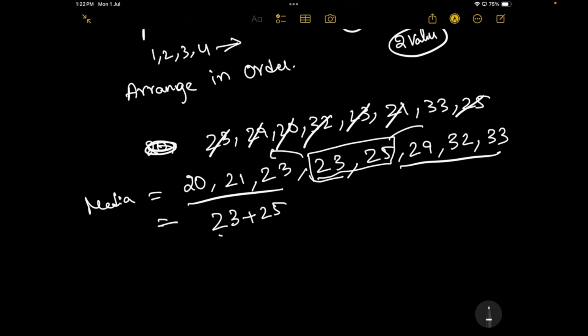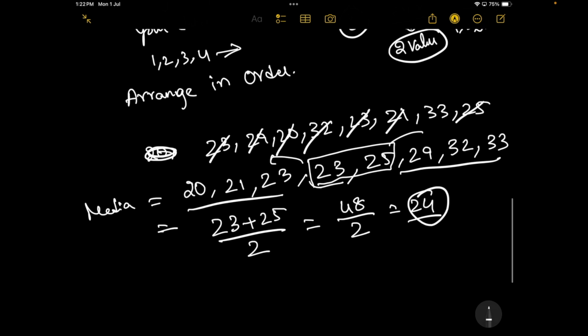So now we are going to take 23 and 25: 23 plus 25 divided by 2. Now we are going to take a mean out of this. 23 plus 25 is 48, divided by 2, that is 24. So 24 is the answer. 24 is the central tendency here, the median. This is how we are going to take the median.